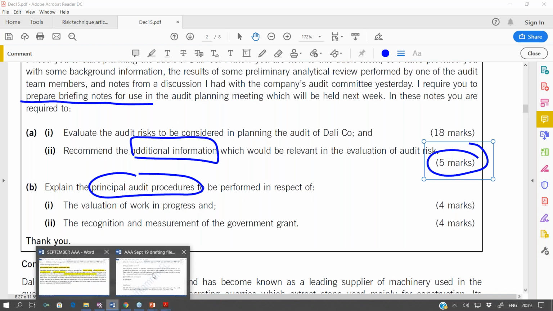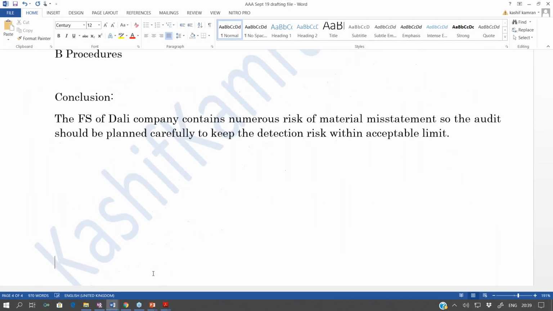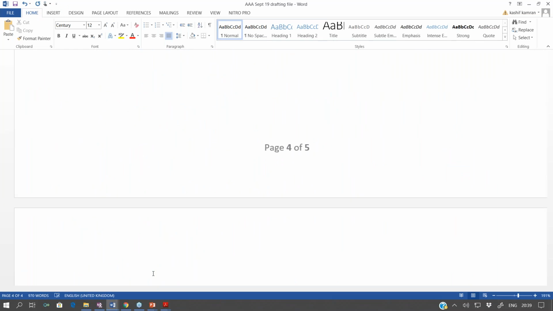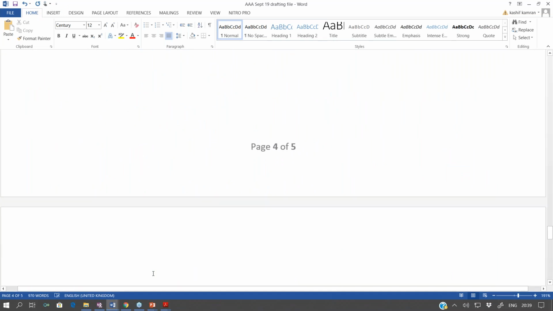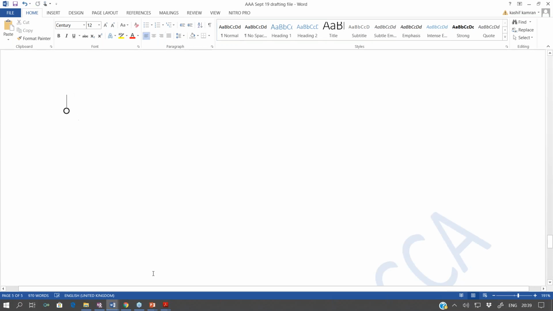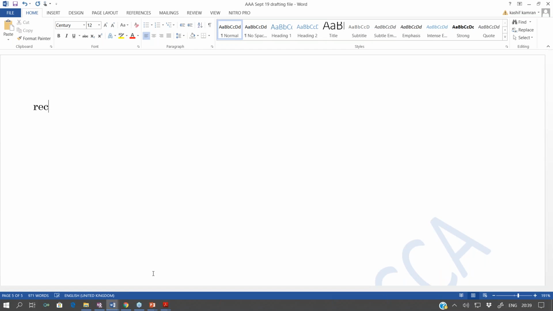Okay, let's go back to the word file. Okay, out of audit risk. And now we are taking on another understanding. We are just left with 20 minutes to end the session. The session ends at 9. So let's do this and complete this. Okay, the examiner says recommend the additional information in evaluating the risk. Have you identified the risk in the question? Right? So the examiner is saying you have 5 marks for this.